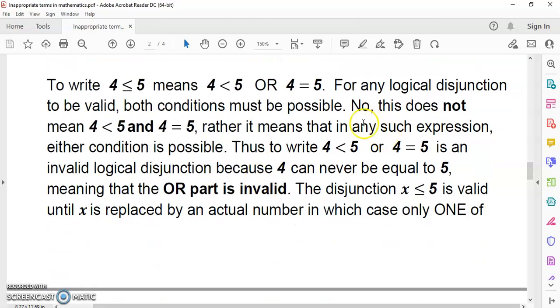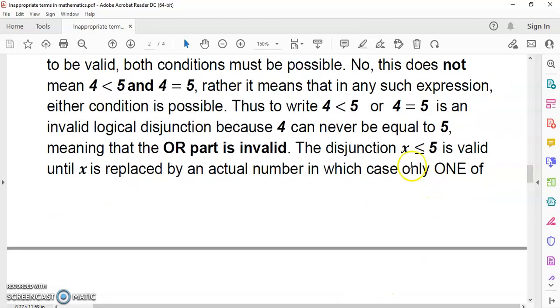So this logical disjunction does not mean 4 is less than 5 and 4 is equal to 5. Rather, it means that in any such expression, either condition is possible. So to write 4 is less than 5 or 4 is equal to 5 is an invalid logical disjunction because 4 can never equal 5, meaning that the or part is invalid.